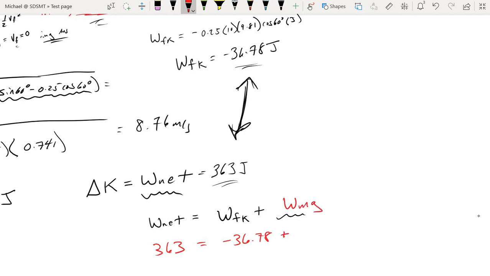what must be the amount of work done by gravity? And to answer that question, we just need to take the difference in the values. So we will add the 36.78 to the other side, which is going to give us 399.78. So I'll round that up to 400 joules. 400 joules worth of work is what gravity has done.